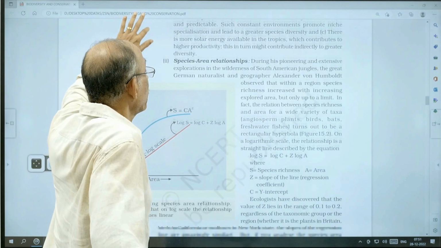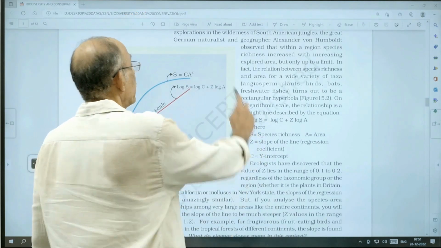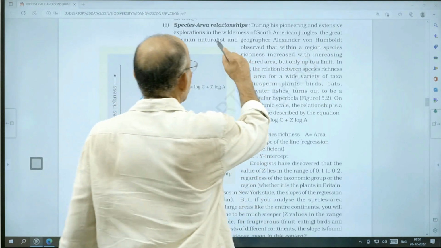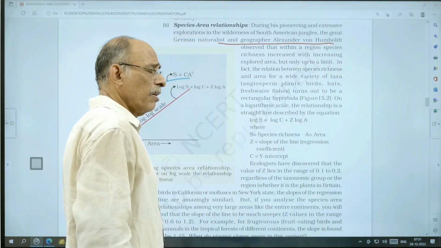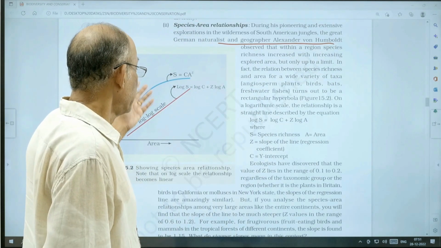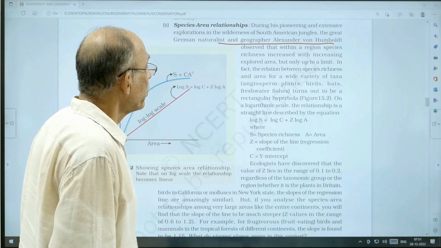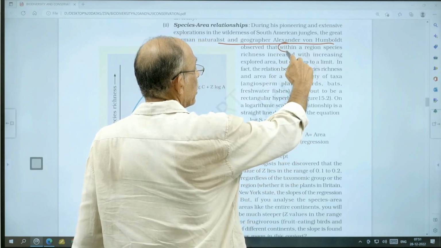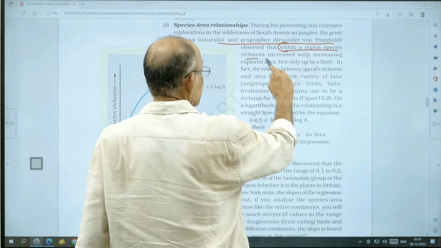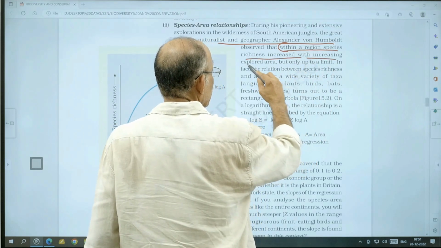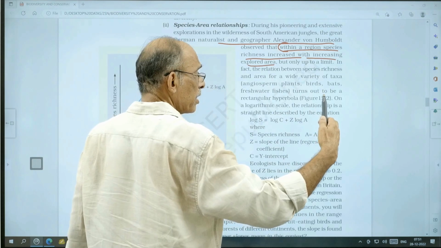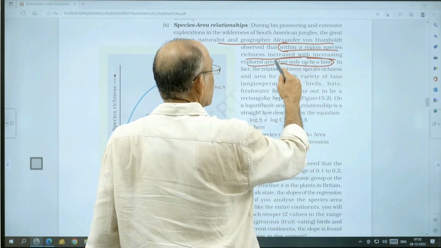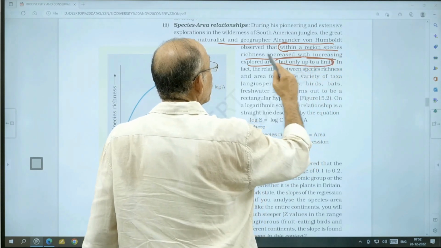This was developed by the German naturalist Alexander von Humboldt, after many years of studies in the Amazon forest. His statement is like this: within a region, species richness increases with the increasing explored area. With an increase in study area, the number of species will go on increasing, but only to a certain limit.